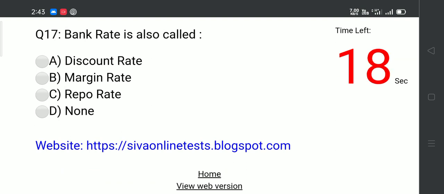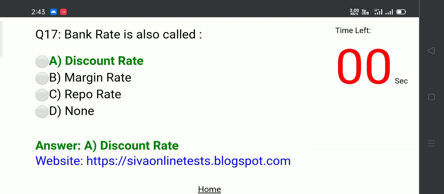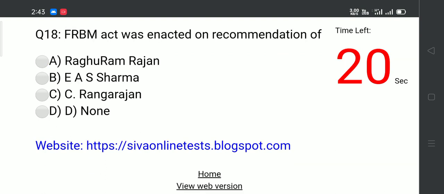Question 17. Bank rate is also called. Options. A. Discount rate. B. Margin rate. C. Repo rate. D. None. Answer. A. Discount rate.